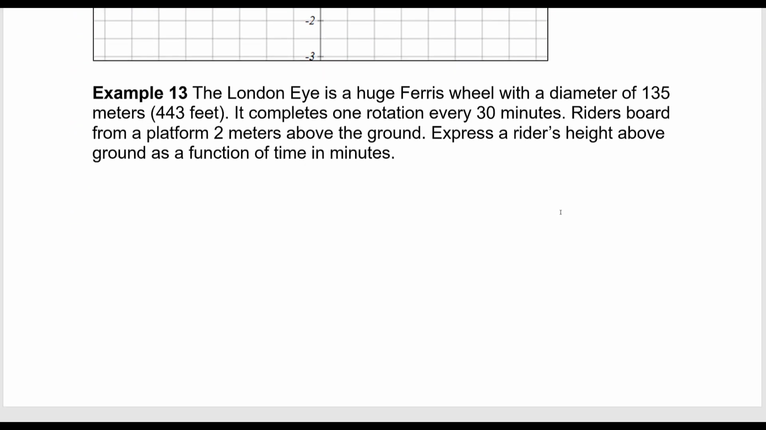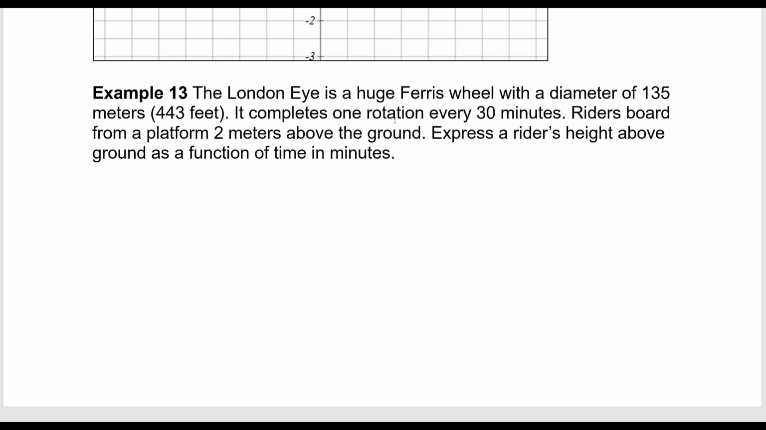Okay, last example. The London Eye is a huge Ferris wheel. I've actually been on it. It's kind of cool. I'm trying to think of how it compares to the one in Vegas. That's a tough comparison. Anyway, it's a huge Ferris wheel with a diameter of 135 meters.